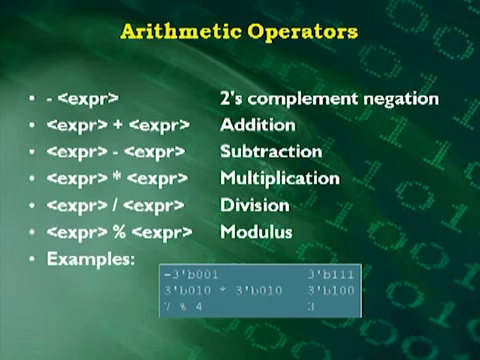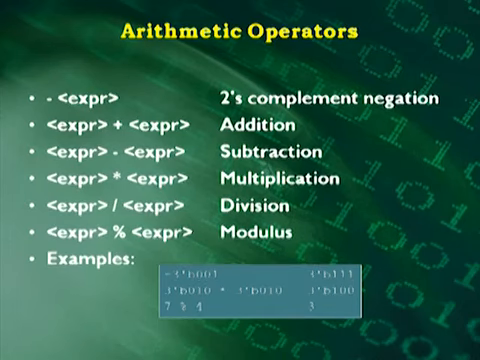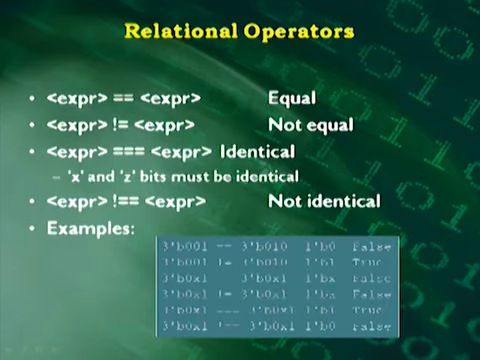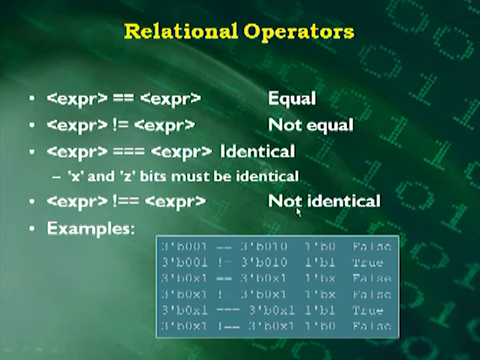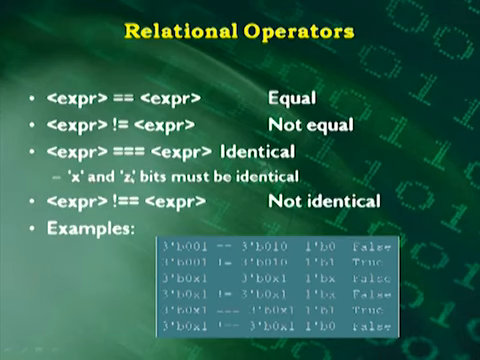Also, we have standard arithmetic operators. These are pretty straightforward, I think. Add, subtract, multiply, divide, modulus, 2's complement. I'm not going to say too much about those. We have relational operators. We have a couple different types of relational operators. We have equal, not equal. That's one group. And then we have what they call identical and not identical. Notice the difference between an equal and an identical. We have an extra equal sign in here. Similar for a not identical. And when you use the identical, the x and the z bits must be identical in order for it to evaluate properly.